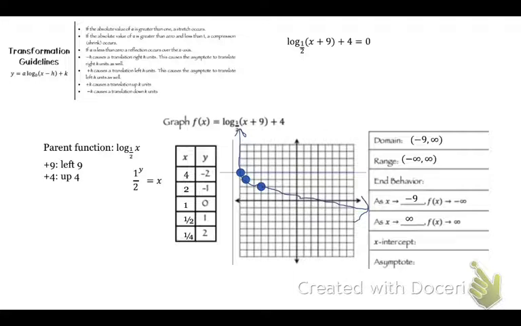X-intercept, we're going to have to solve it. So subtract the 4. Now we're going to change form. So 1/2 to the negative 4th power equals x plus 9. Well, 1/2 to the negative 4th power is 16. So 16 equals x plus 9. So x equals 7. And our asymptote is at x equals negative 9.